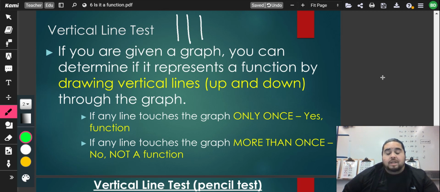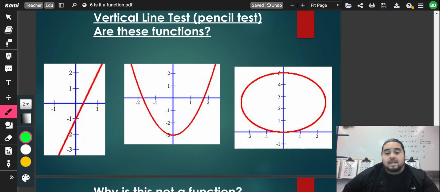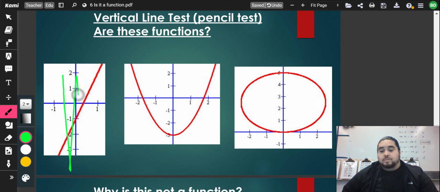Okay? So let's look at 3 examples. Here are 3 pictures of graphs. So we're going to draw a vertical line going straight through. You can draw multiple lines. Okay. Now you'll see that each green line that I drew only touches the red picture of the function one time. So this is a function.